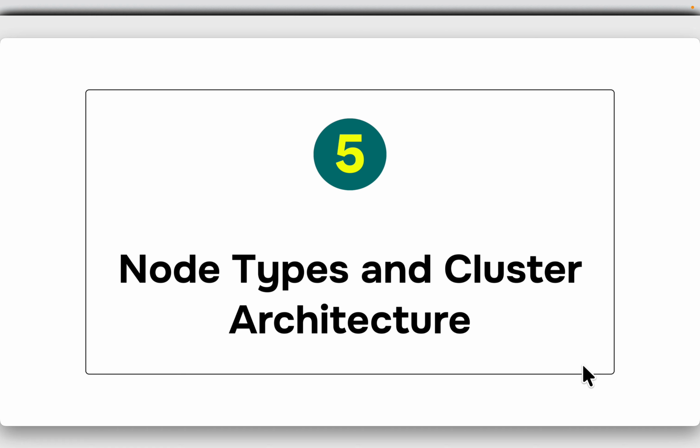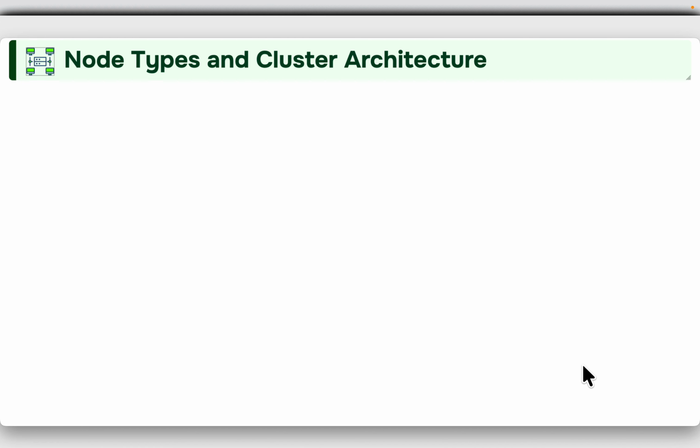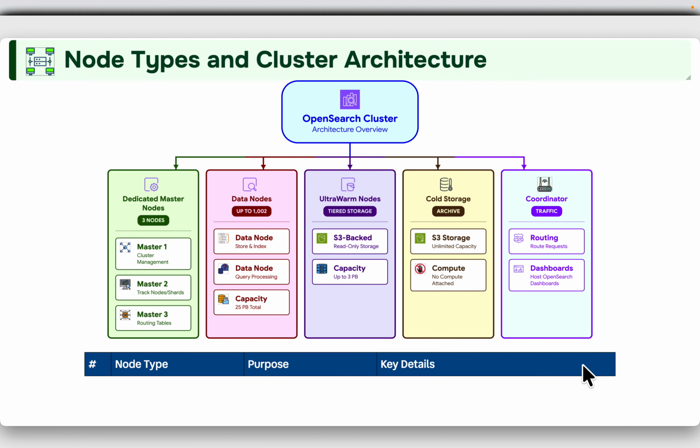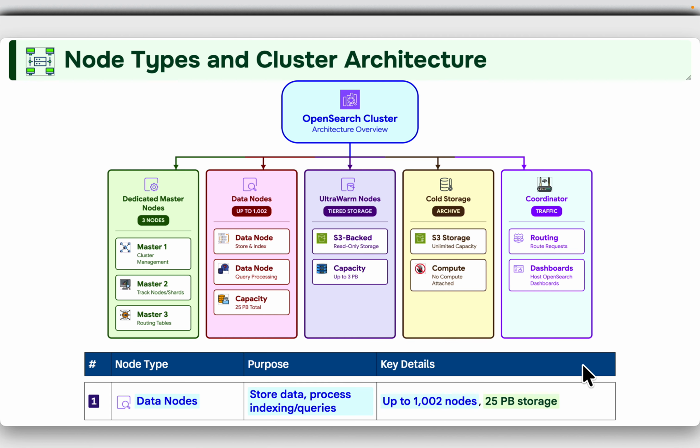Fifth topic is node types and cluster architecture. The diagram shows OpenSearch cluster architecture with 5 node types. We have the dedicated master nodes, data nodes, then we have something called ultra warm nodes, cold storage, and coordinator nodes. So first one is the data nodes. Data nodes store data and process indexing and queries. You can have up to 1002 nodes with a total capacity of 25 petabytes.